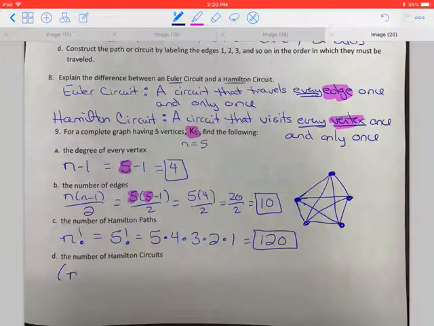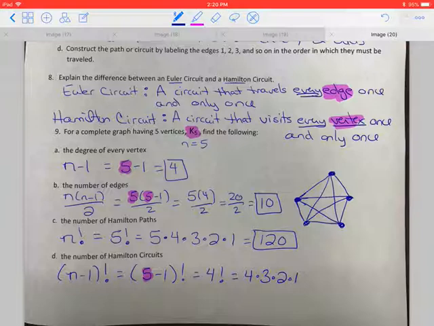Now Hamilton circuits is n minus 1 in parentheses factorial. So for this one, once again, we're going to replace n with 5. So there's our replacement here. We need to follow our order of operations, so we do our parentheses first. So we're going to have 4 factorial. So we start with 4 and go down each time, down one number. So 4 times 3 times 2 times 1, and that comes out to be 24.